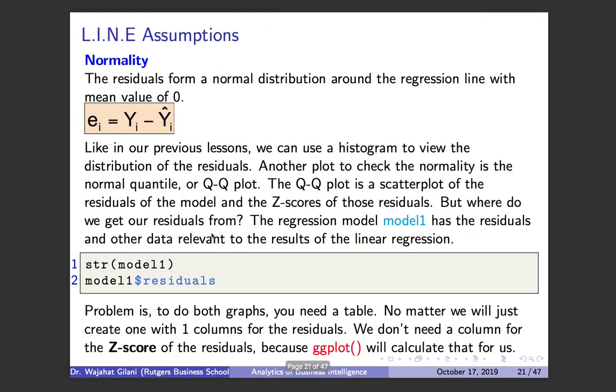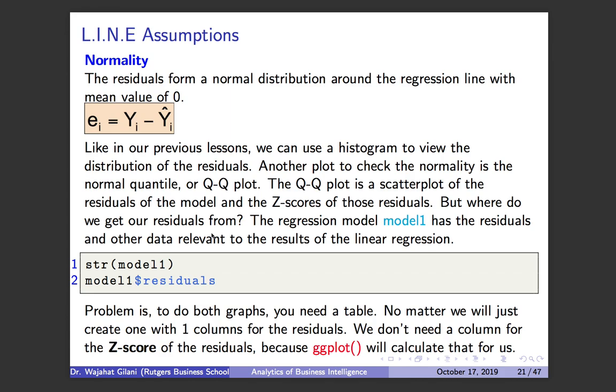That's why normality is testing those properties: that the residuals should form a standard normal distribution around the regression line with a mean value of 0. That's what that means. And that confounded me in my master's program.